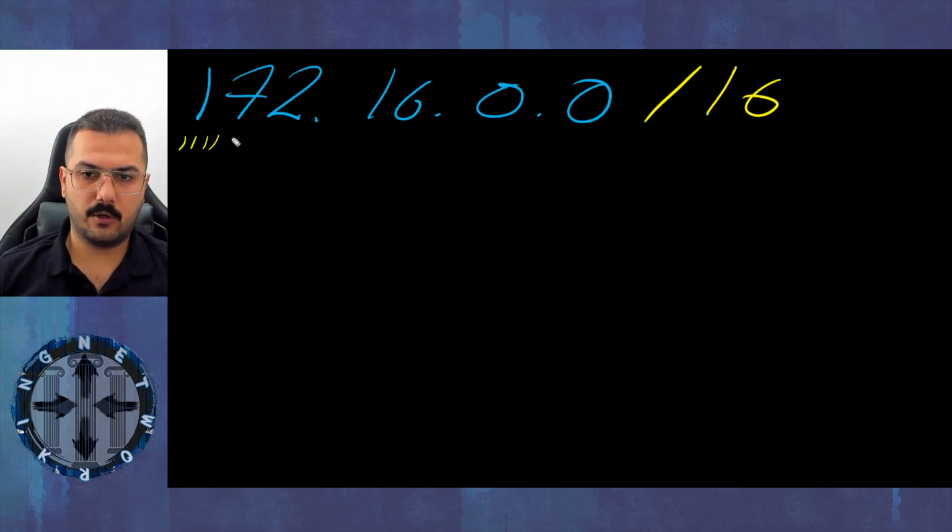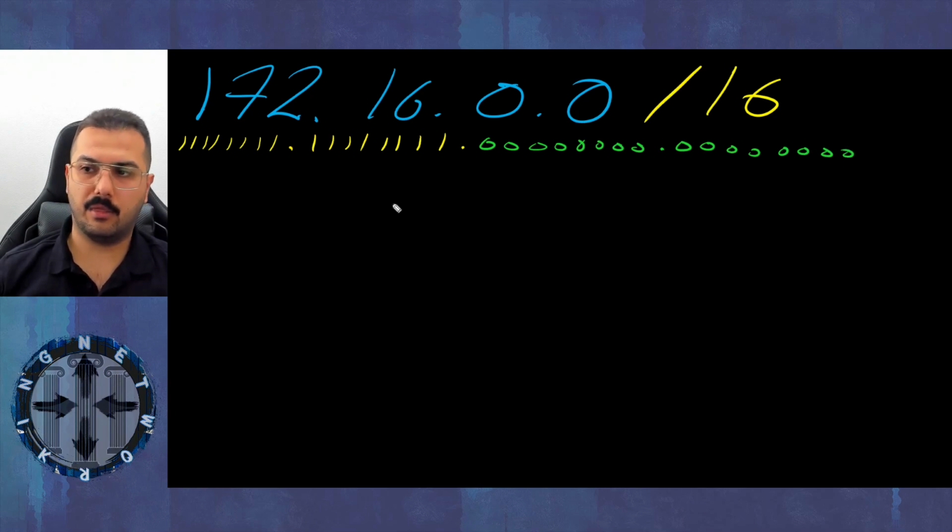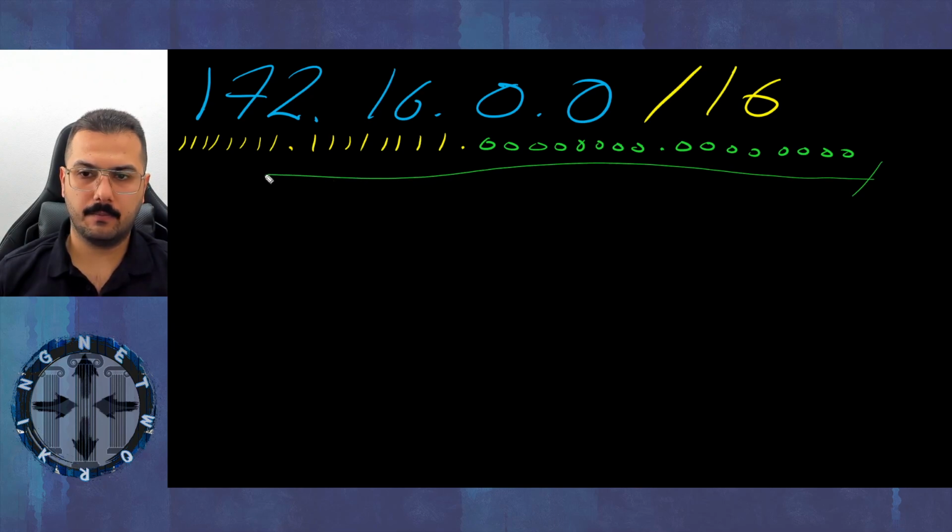1, 2, 3, 4, 8, 9, 10, 11, 12, 16. Done. That's it. So 17, 18, 19, 20, 24, and 32. That's it. Between you and me, done. Pardon me for the narrow line.